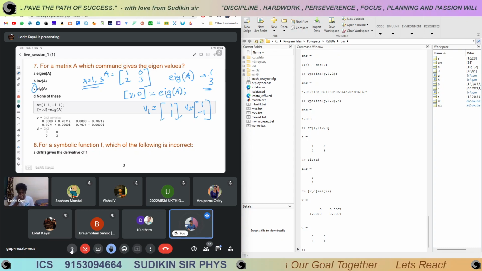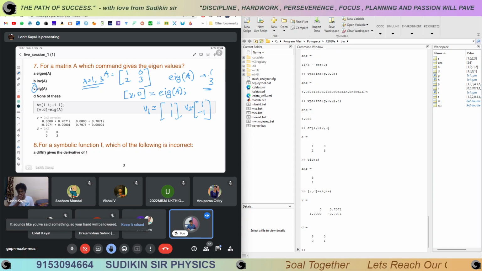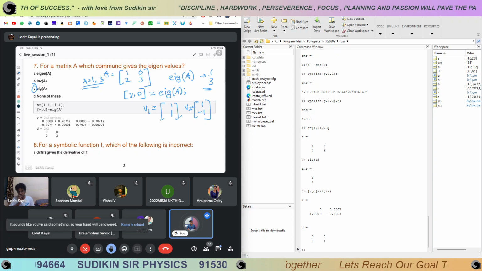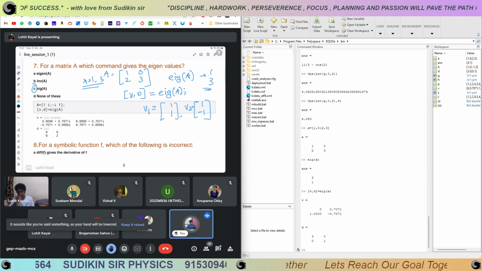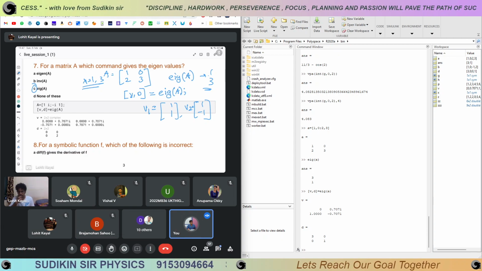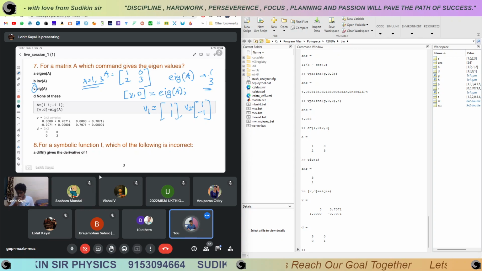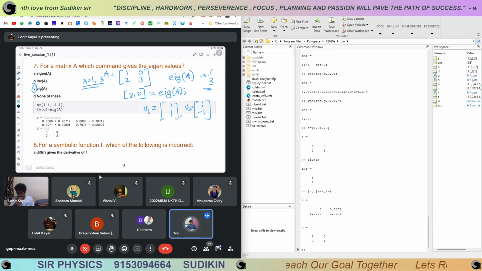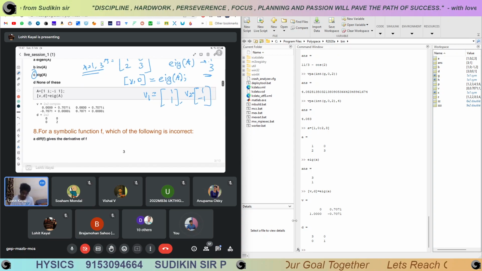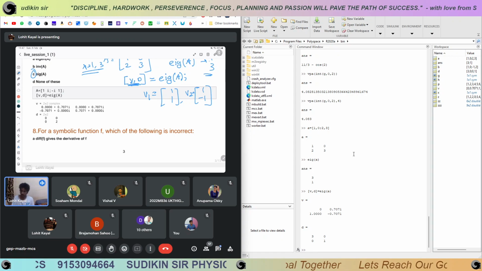Sir, I ran that in MATLAB, and [V,D] = eig(A) gave V equals 0.7071, 1 and minus 0.7071. So does that mean that v1 is 0, 1, and v2 is 0.7071 and minus 0.7071? Yeah. So when you run this in MATLAB, okay.